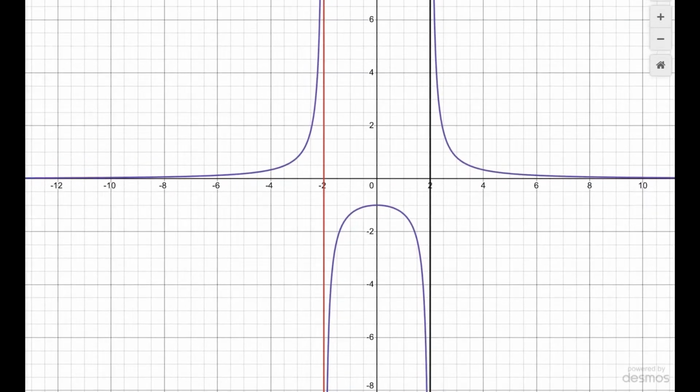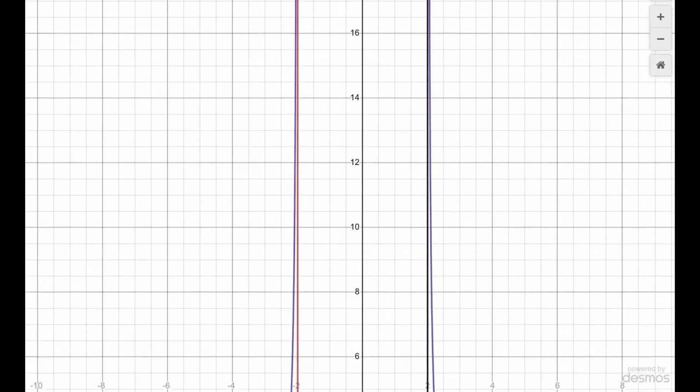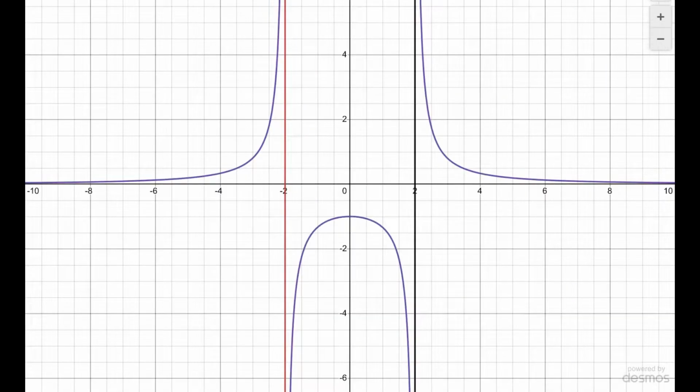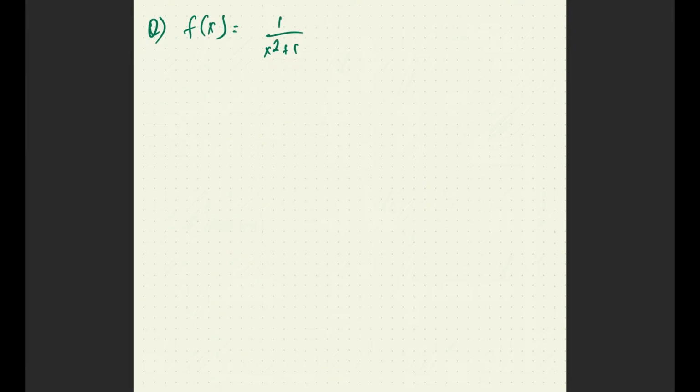Now our second vertical asymptote is this red line over here, x equals minus 2. Again, as you can see, the graph goes pretty close to the vertical asymptote, but it will never touch it. So as we just saw, it's possible that a function can have a single vertical asymptote, or in this case, even more than one vertical asymptote. So let's look at this final example over here.